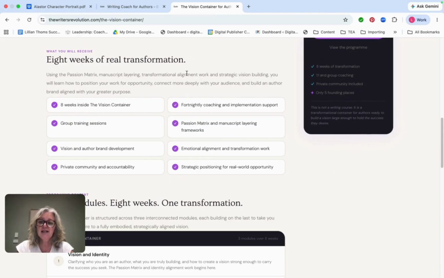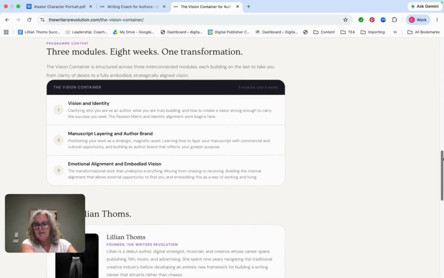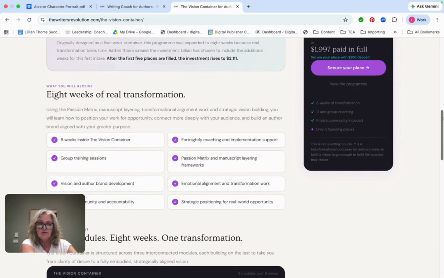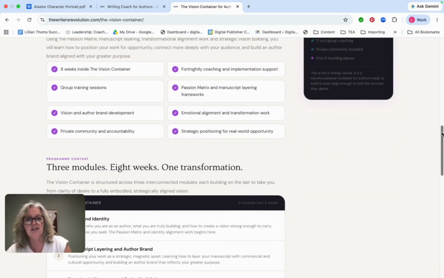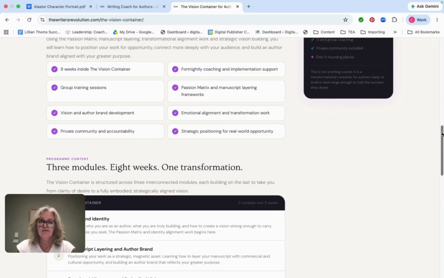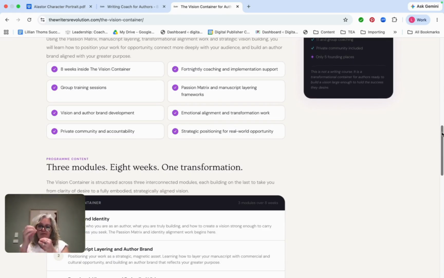In the vision container, we work on embodying our transformation, emotional alignment, and embodied vision through my transformational frameworks, the Circle of Inspiration, which again, if you keep an eye out for my Writer's Shift into Abundance free live events, this is what we talk about. So it all fits together, just like our vision container.